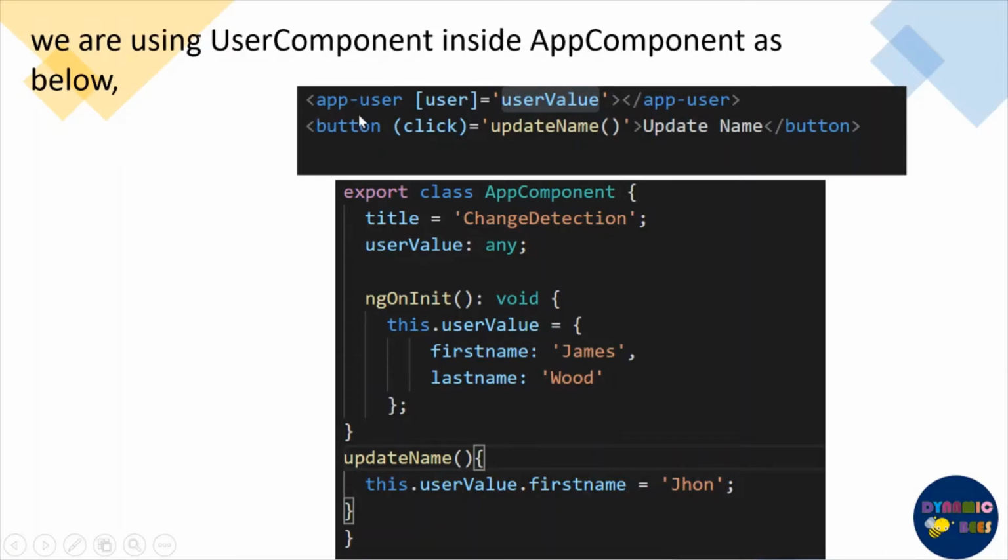Here using this tag app-user, this is the selector, and here binding this value with user. The user value is defined here, type of any, and here is the setting for user value: first name is James and last name is Bud. And here is one method, update name. On button click, whenever we click this button, the first name value of user will change. Now we will see this demo in a practical way.